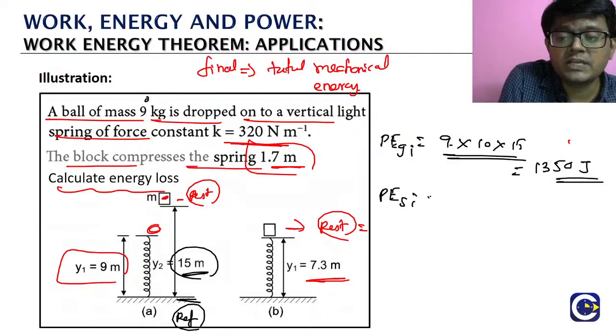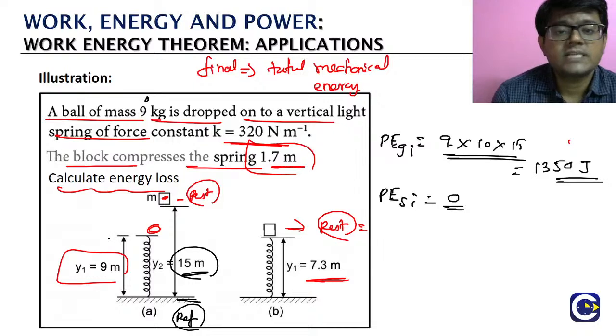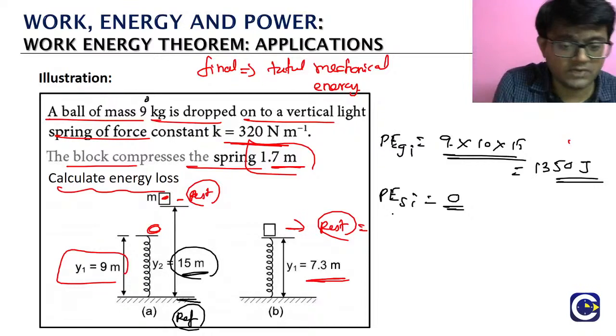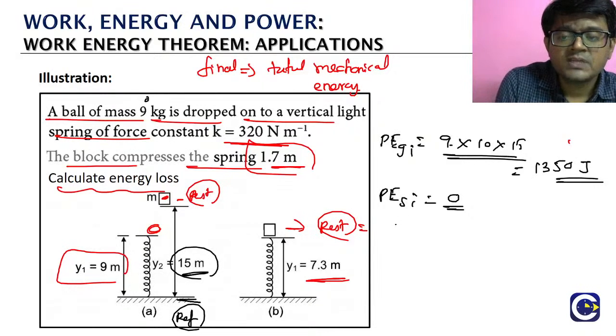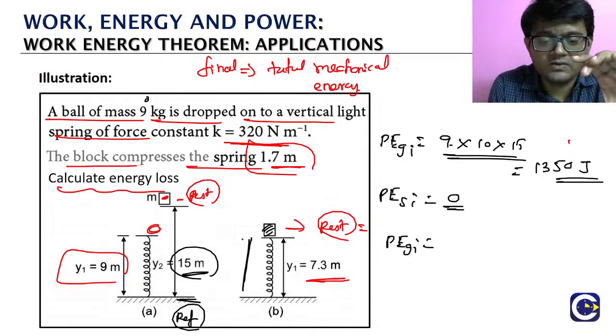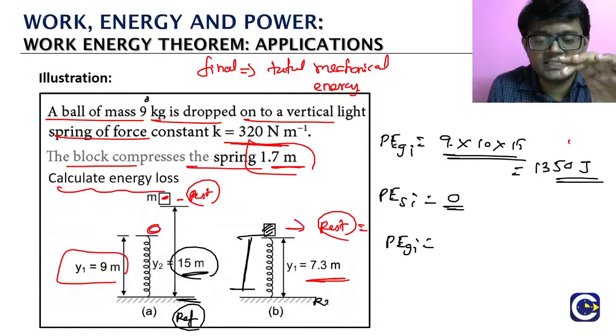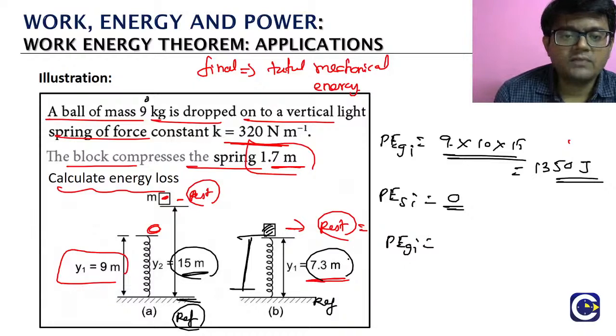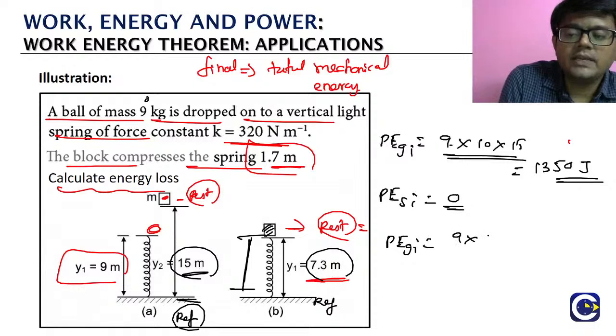Initial spring potential energy எவ்வளவு? That is the natural state of the spring, right? So we'll take it as 0. Initially spring is in the natural state, so we'll take it as what? 0. Okay va? அப்புறம் பாருங்க, the final gravitational potential energy எவ்வளவு? Finally when the ball is compressing the spring, பாருங்க, the final height எவ்வளவு? What is the height of the ball from the surface? Reference இருந்து இது என்னது? 7.3 meters. What is the height of the ball from the reference? It is 7.3 meters. So 9 into 10 into 7.3.